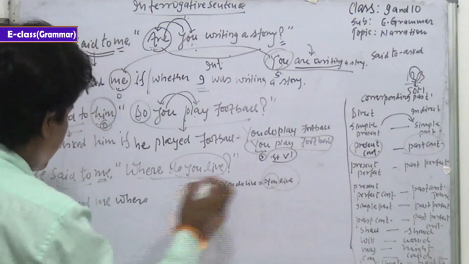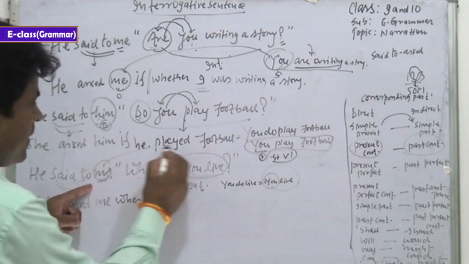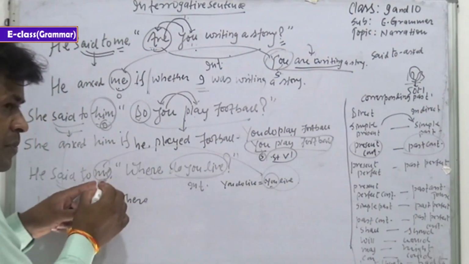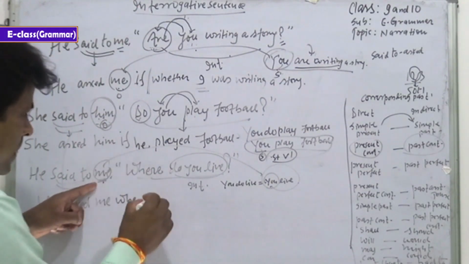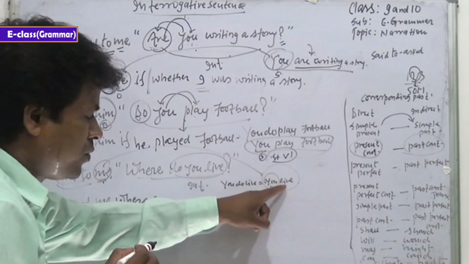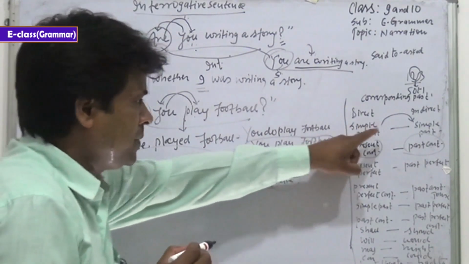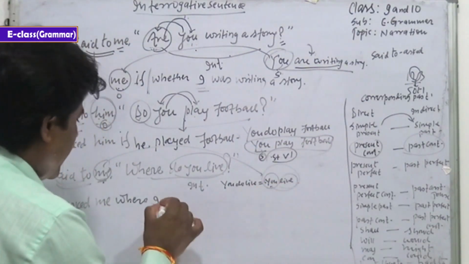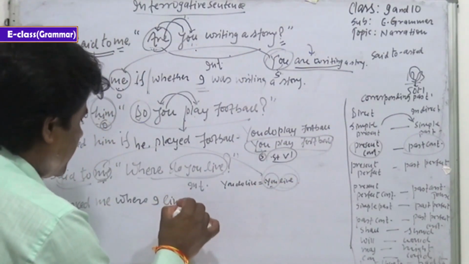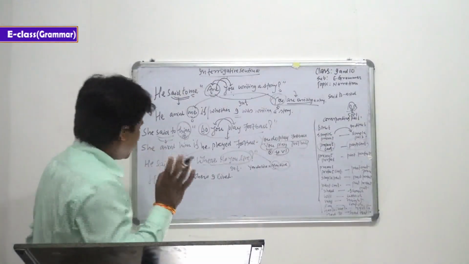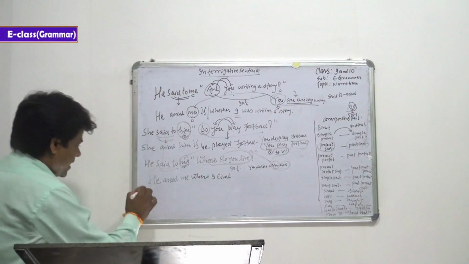You, second person, according to object. What's the object here? Me. This is the subjective case. What is the subjective case of me? I. Where I. Simple present. Subject plus V1. The simple present becomes simple past. So what is the V2 of live? Lived. Where I lived. Okay. Is it clear? Okay. Let's see one more example.